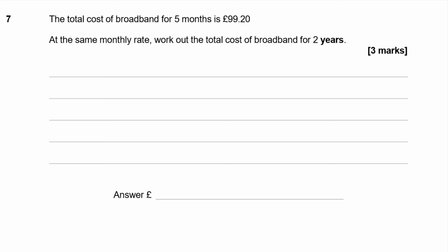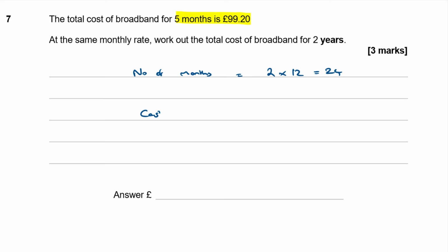Question 7. The total cost of broadband for 5 months is £99.20. At the same monthly rate, work out the total cost of broadband for 2 years. Okay, well, this is a monthly rate, and so how many months is it going to be over 2 years? So over 2 years, that's 2 lots of 12 months, isn't it? So number of months equals 2 times 12, which is 24 months. Okay, so I've got 24 months altogether, and so it's a bit weird because this is a 5 monthly rate, isn't it? I suppose we could work out the cost for 1 month.